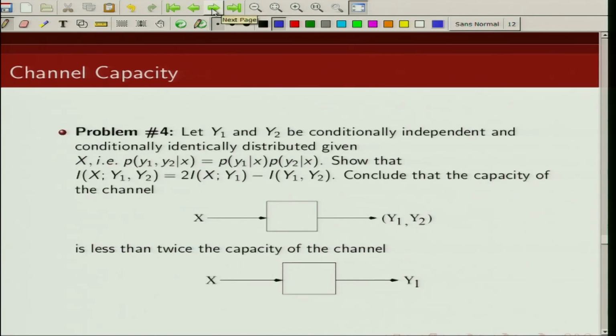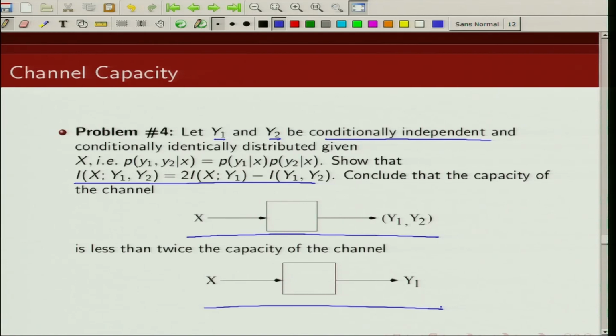Okay, now let's look at the next problem. So we have y1 and y2, two random variables, and they are conditionally independent and conditionally identically distributed. So what do we mean by conditional independence given x? Probability of y1 and y2 given x is given by probability of y1 given x times probability of y2 given x. Show that mutual information between x and y1, y2 is 2 times mutual information of x and y1 minus mutual information of y1 and y2, and use this relation to conclude that capacity of this channel is less than twice the capacity of this channel.